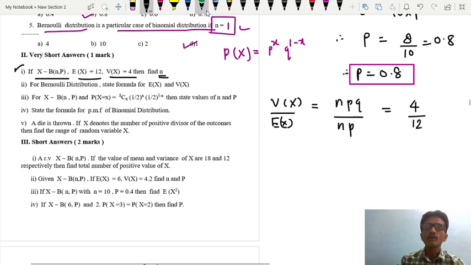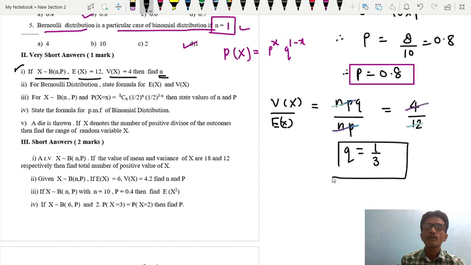Now we cancel it. Here np is getting cancelled. So what is left over here? And this 4 is getting cancelled. So what is left over here? It is q only. So q is left here, and it is 1/3. So this is Q. Now once you get Q, you can find P. We are interested to find N.